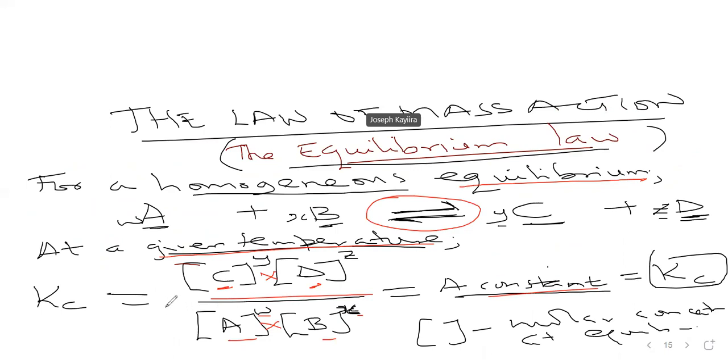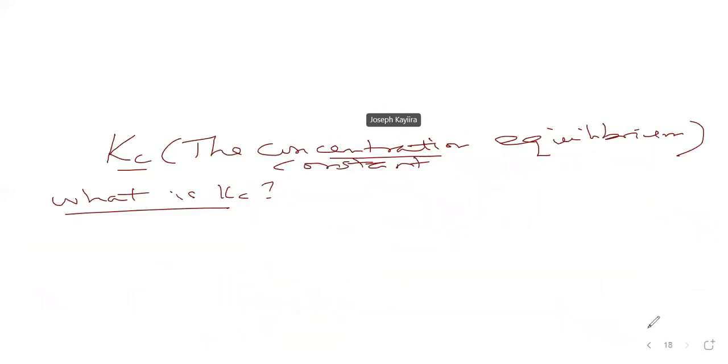We shall say the concentration equilibrium constant is the ratio of the product of the molar concentrations of the products raised to the appropriate powers to the product of the molar concentrations of the reactants raised to their appropriate powers in a stoichiometric equation of a reversible reaction at a given temperature. Okay?